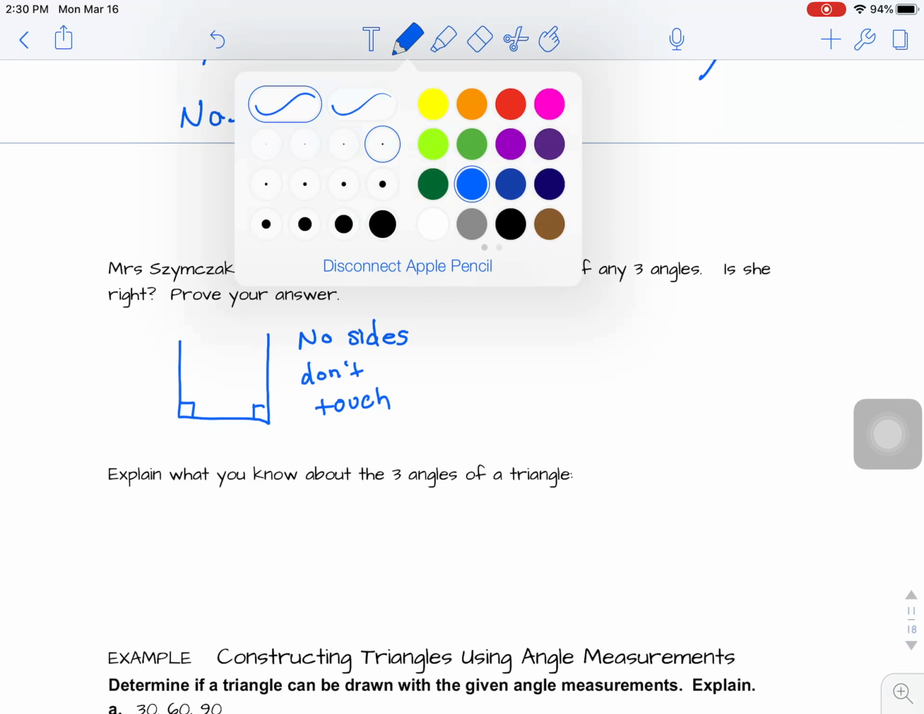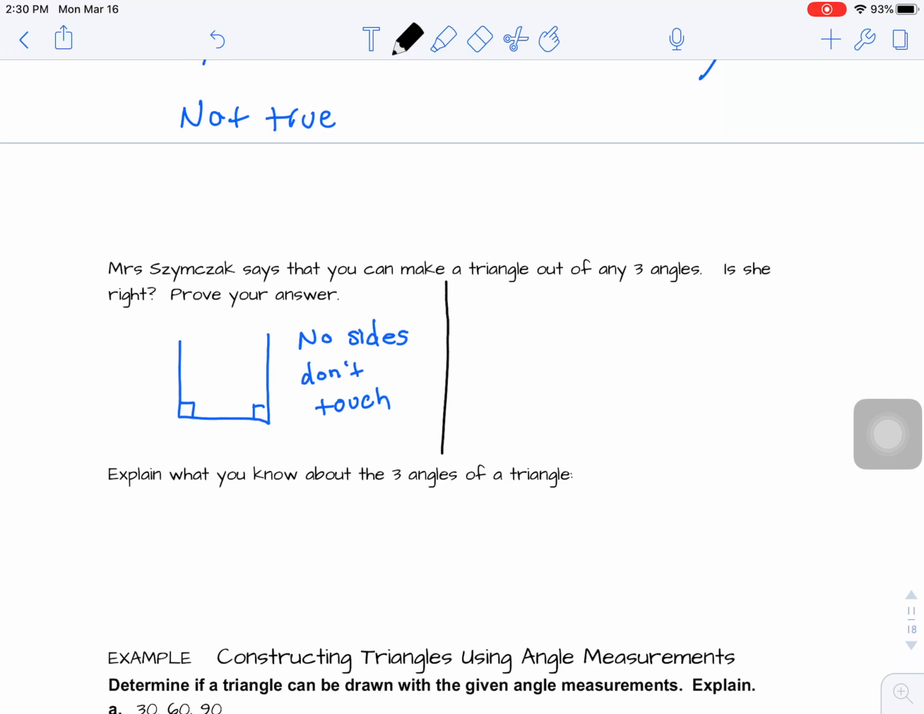Another example, we could do the same thing. Let's say that these angles are 100, and that looks to be about the same. We'll call them both 100. So here, we can see that we need an acute angle. Remember, an acute angle means that it has to be less than 90 degrees, and we need that in order for the sides to touch. So explain what you know about the three angles of the triangle.